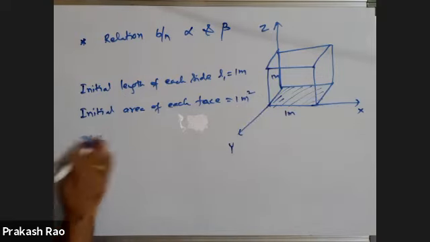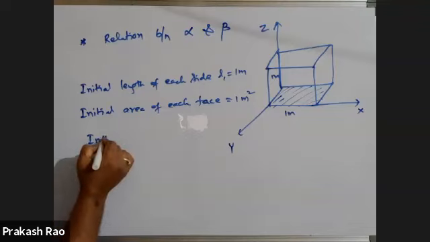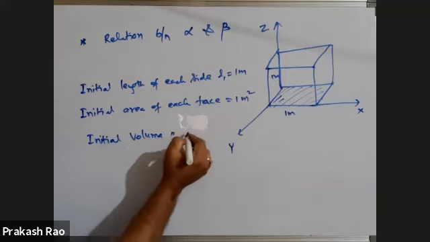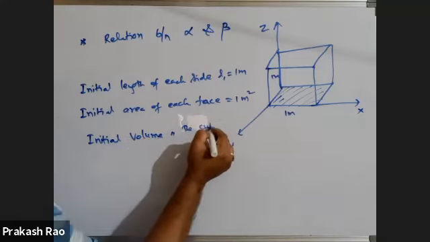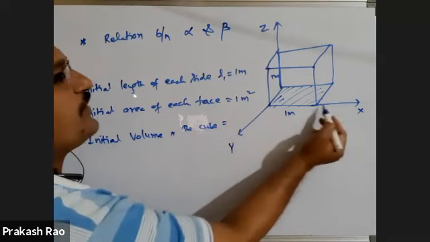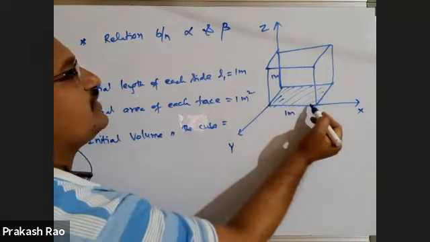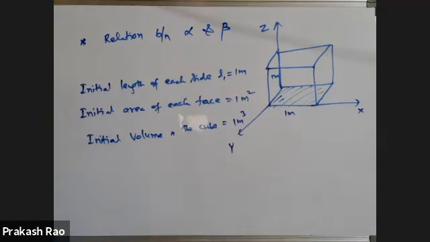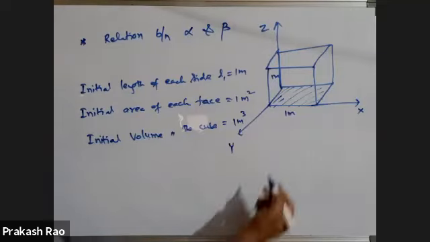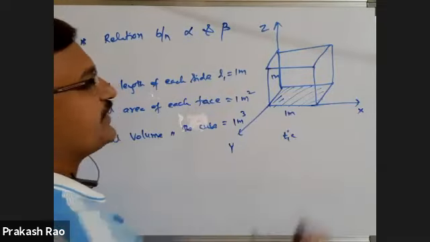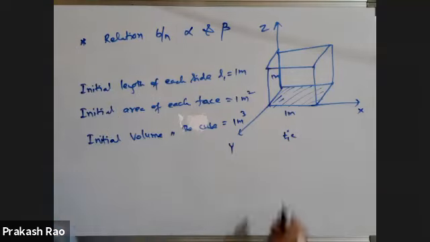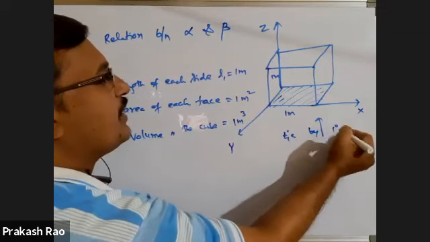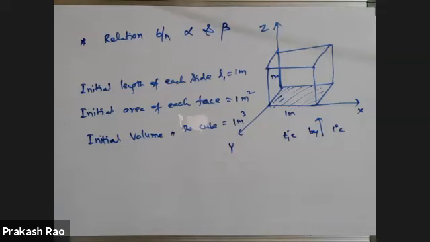Similarly, the initial volume of the cube. What is the volume? Length into breadth into height. Length is 1 meter, breadth is 1 meter, height is 1 meter. So you are getting 1 meter cube. Say this is at room temperature, say T1 degree centigrade. Now I am increasing the temperature of this cube by 1 degree centigrade.